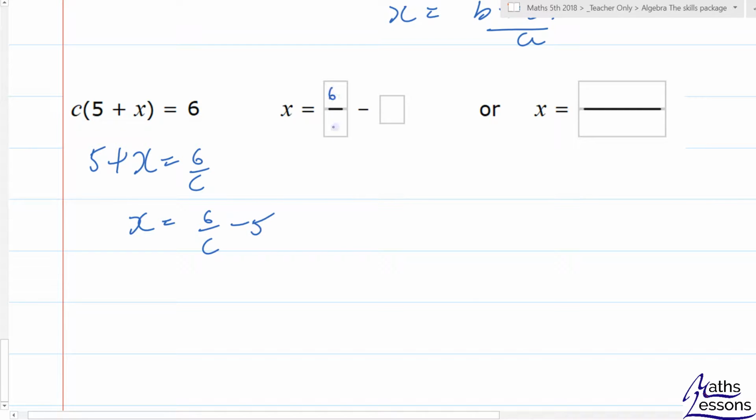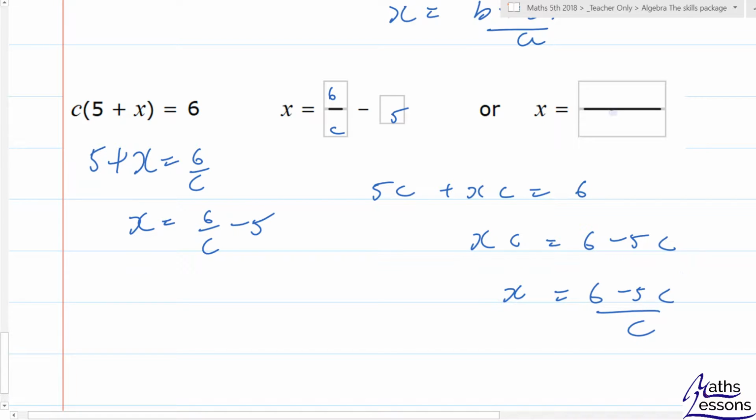Now the other way to do it is to multiply out the brackets. So we've got 5C, 5 times C is 5C, plus X times C equals 6. And then we subtract the 5C because no X is in it. Subtract that from that side, then subtract it from this side as well. Then we divide everything by C because we've got X times C and we want to get the X. We get 6 over C.